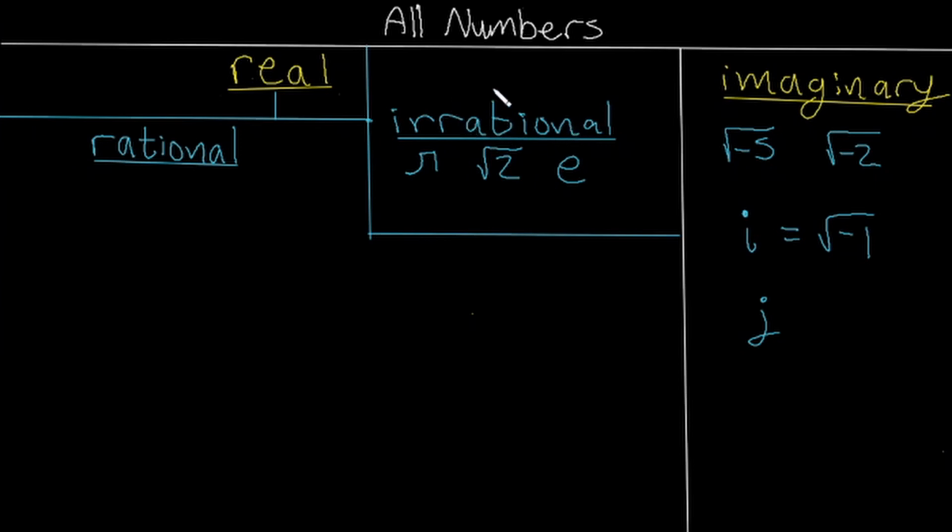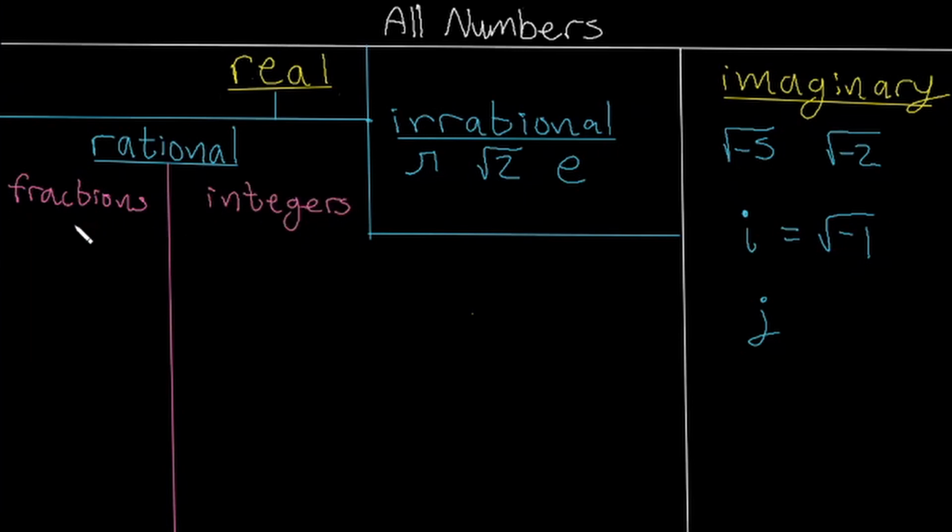So I've gone ahead and put irrational numbers in a box and rational numbers in a box. So here we have our rational and our irrational boxes. Rational numbers can be further divided into fractions and integers. Let's start with fractions. Fractions are things like 3/5, 4/8, 24/14. They can be improper like that as well.